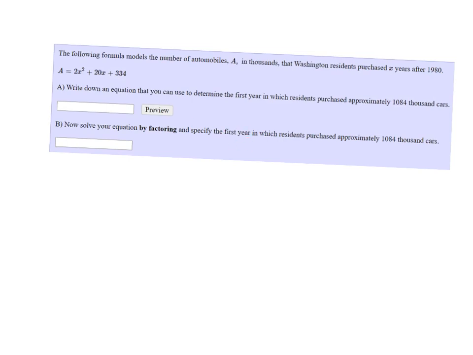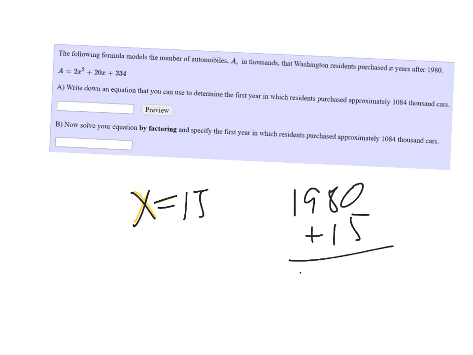So I don't think we want to write x equals 15. I don't think we want to write in 15. I think what we want to do is take our 1980 and add 15, which was 1995. And that's what they're looking for there. Okay, and then before I leave this equation, I was back on MyOpenMath with this question, and the answer that they're looking for is have this equal to 0.